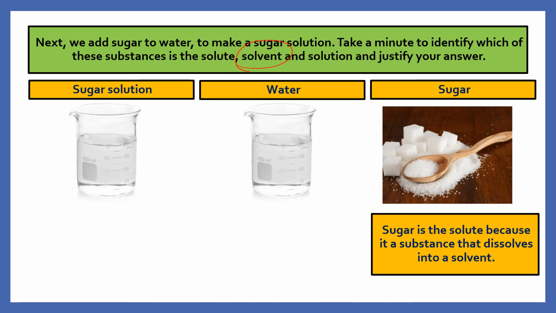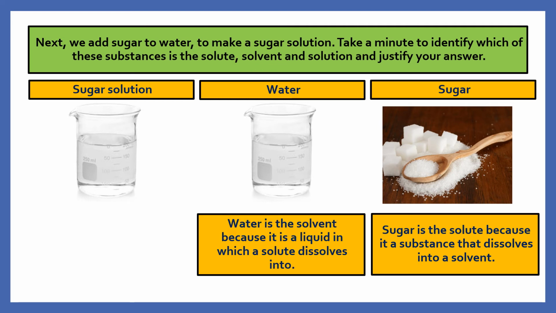Okay, let's look for the solvent next. The solvent is going to be a liquid that I dissolve my solute into. My solute is sugar, and I'm going to add sugar to water, as I've said in the question up here. So water must be my solvent. Water is the solvent because it is a liquid that a solute dissolves into, or in this case, it's the solvent that sugar dissolves into.